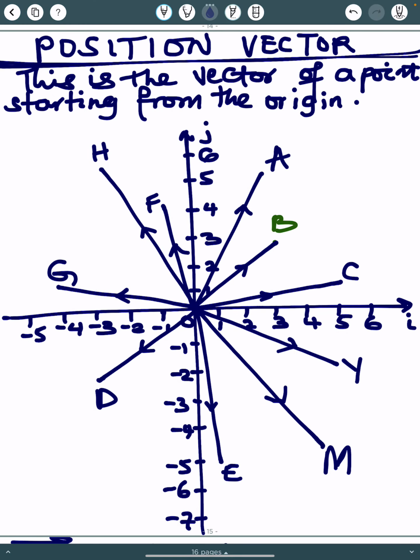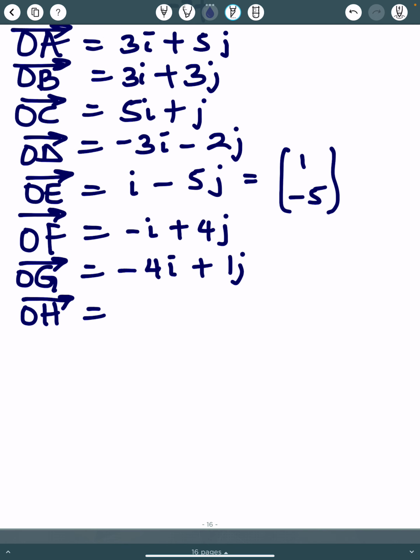But okay, OH is, from the origin, minus 3 units on the horizontal and plus 5 units on the vertical. So that's minus 3i plus 5j. OH is minus 3i plus 5j.